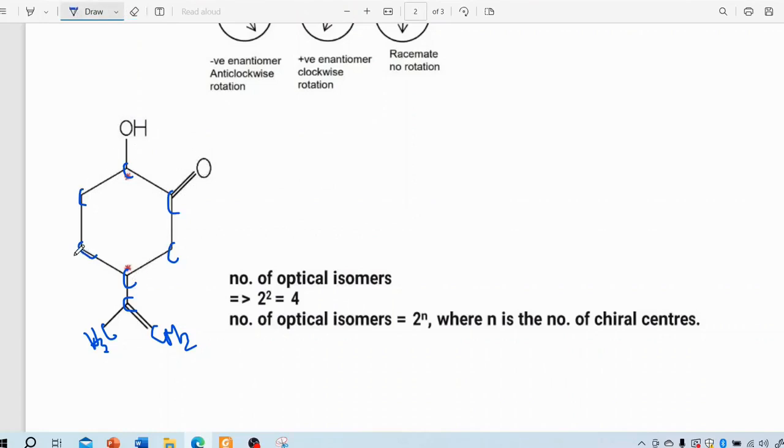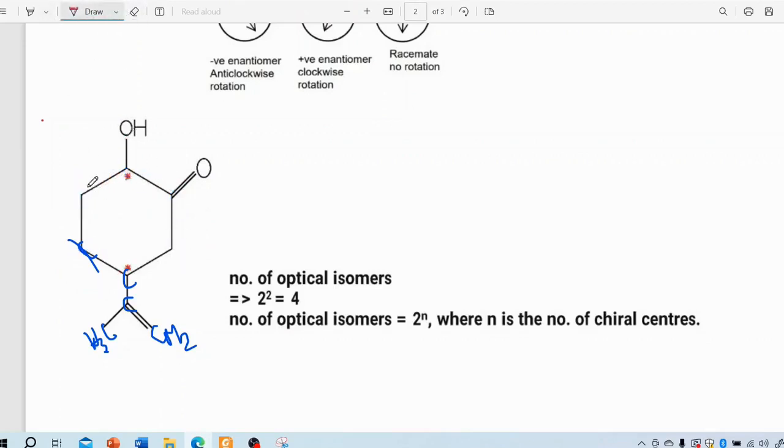So this carbon is bonded to two hydrogens, so this is not chiral. This carbon is bonded to two hydrogens, not chiral. This carbon is bonded to a chain on this side and another chain on this side. So in this direction and this direction, these two bonds are not the same, because this bond extends to a carbon which is bonded to a double bonded oxygen, but this bond extends to a carbon which is bonded to two hydrogens. So this bond and this bond are not the same.